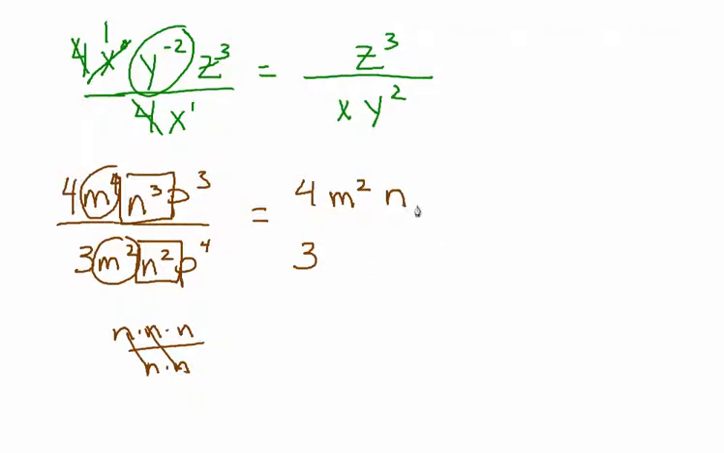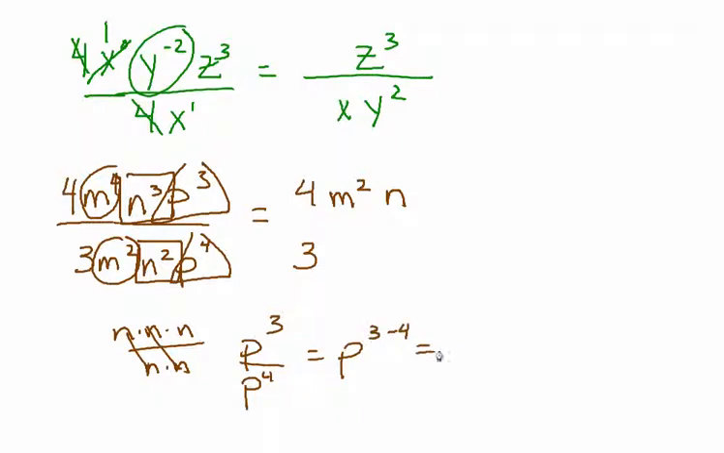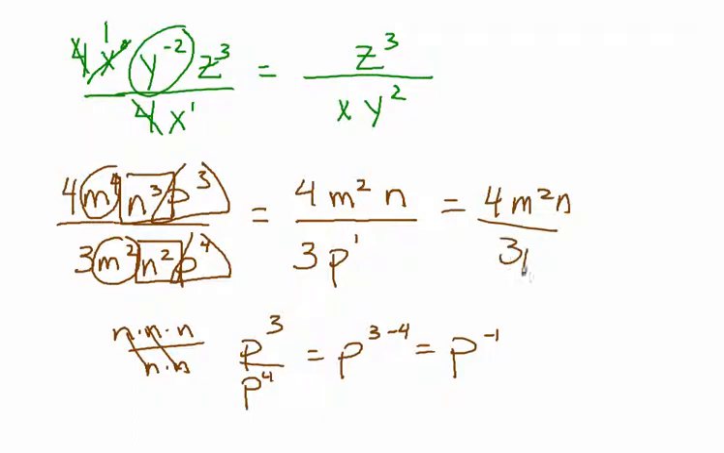And I'm not going to write to the 1st power because we know that n is n to the 1st power. And then this last set of terms here is p cubed over p to the 4th. Well, p cubed divided by p to the 4th is p to the 3 minus 4, which we know is p to the negative 1. So we don't want to write that as p to the negative 1 in the numerator. Instead, we want to write it as 3 times p to the positive 1 in the denominator. So 4m squared n over 3p is our final answer for that question.